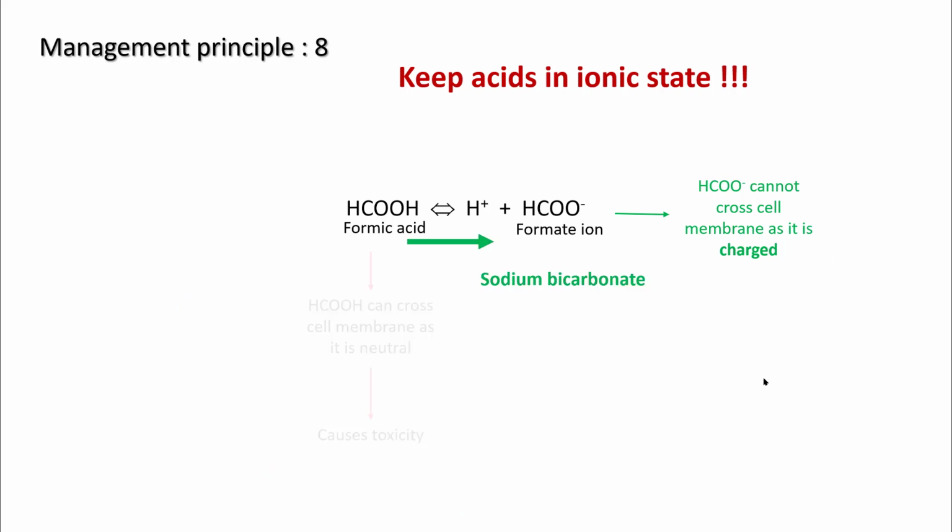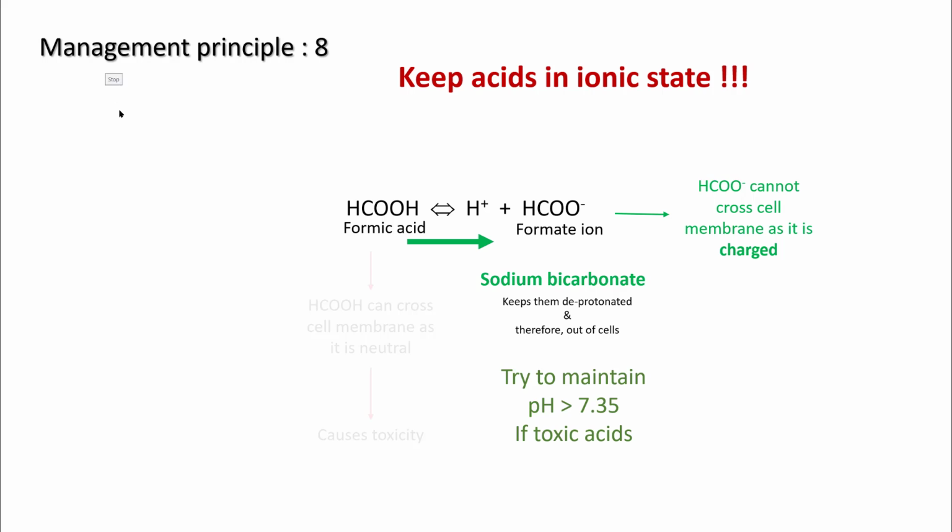You can use sodium bicarb to keep your pH more than 7.35. This will shift this reaction towards the formation of formate ion, and these ions cannot cross the cell membrane and will result in reduced toxicity.